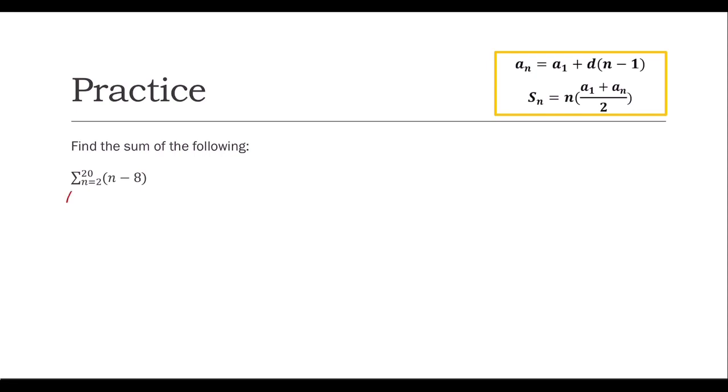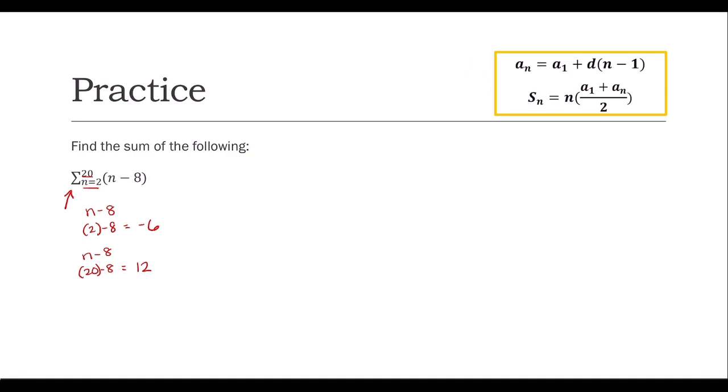So right here we have our summation notation. We're finding the sum from the second term, from n equals 2, to the 20th term. We'll start out by figuring out what the second term is. So n minus 8, where n is 2, so we'll have 2 minus 8, which equals negative 6. And then our 20th term is going to be n minus 8, where n is 20. So 20 minus 8, which is 12.